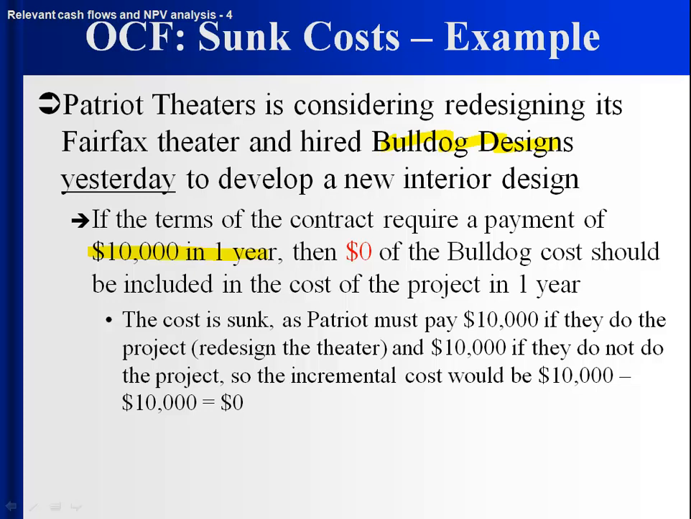Then when we do an income statement for the project, the amount of costs from this situation that would get incorporated would be zero. Why is that? It's a sunk cost. If they do the project, they pay $10,000. If they don't do the project, they still pay $10,000. With minus without, $10,000 minus $10,000 is zero. Sunk cost, zero.